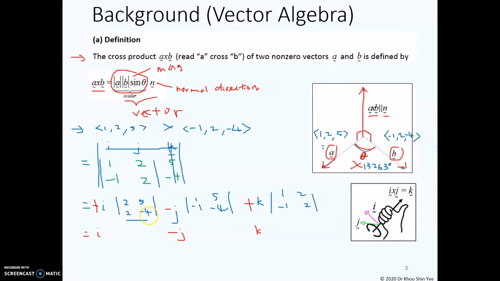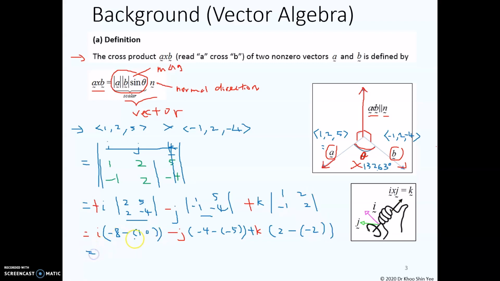2 multiply negative 4, you obtain negative 8. Minus with 5 multiply 2, you obtain 10. So solve this determinant, 1 multiply negative 4, you obtain negative 4. Minus with 5 multiply negative 1, you obtain negative 5. Lastly, 1 multiply 2 minus with negative 1 multiply 2, you obtain negative 2.